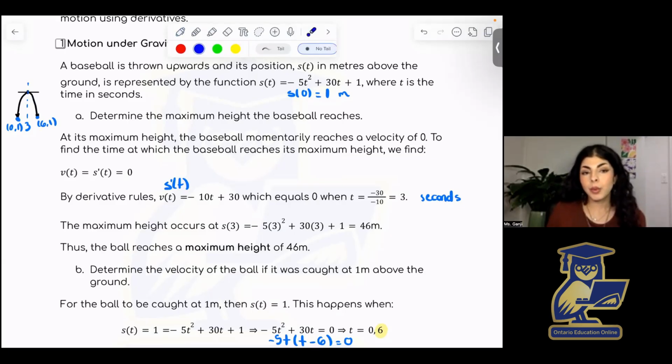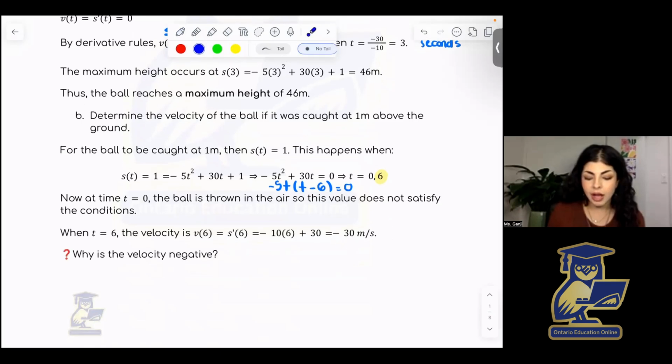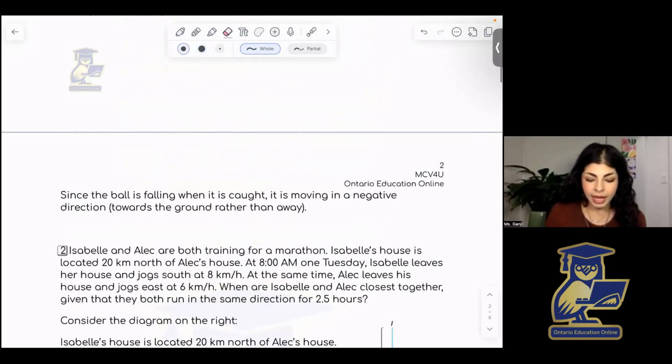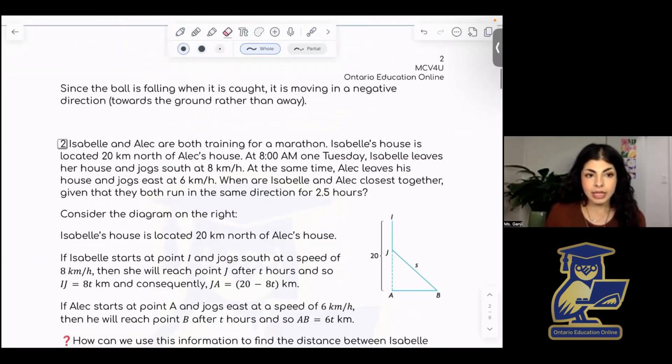In our displacement, we were considering the upward motion as our positive. So as we're going up, that's the direction that we're throwing the ball in. And then as the ball is coming back down, that's our negative value. So that's why we have a velocity of negative 30 meters per second, because we're moving in the opposite direction. And then the speed is 30 meters per second. And that is it for that question.